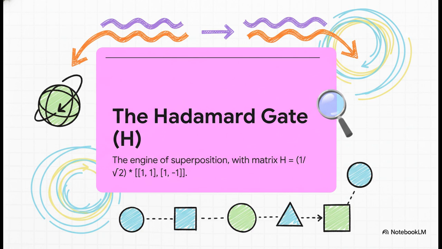Okay, get ready for the rock star of quantum gates, the Hadamard, or H-gate. I'm not kidding, this is one of the most important gates in all of quantum computing. You could say it's the engine of superposition. Without this gate, creating that 50-50 blend of 0 and 1 would be way, way harder. This is really the key that unlocks so much of quantum's power.